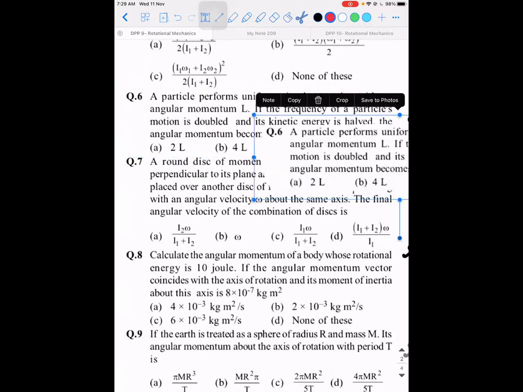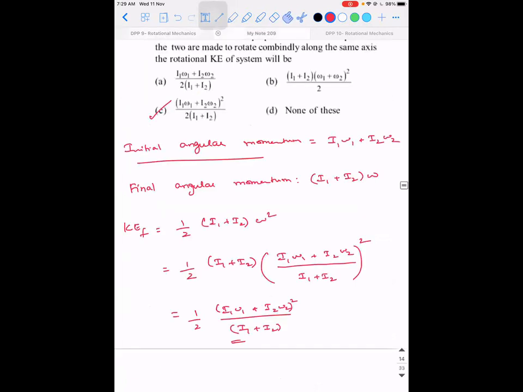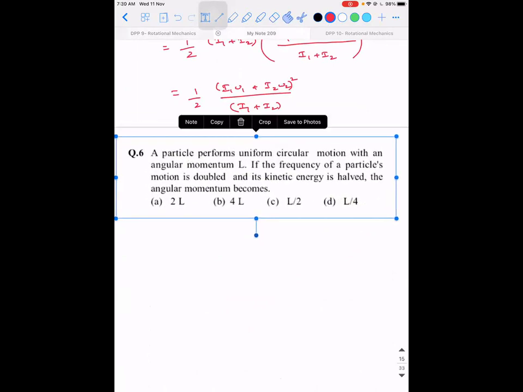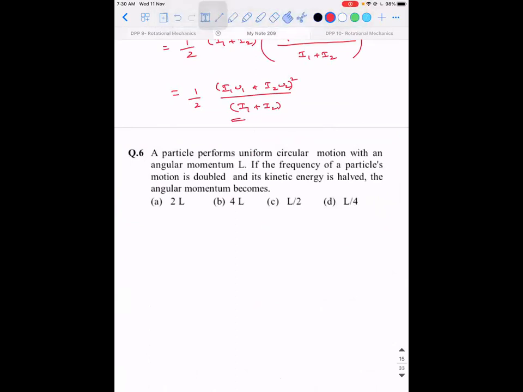You can expect questions from angular momentum, the conservation concept. A particle performs uniform circular motion with an angular momentum L. If the frequency of the particle's motion is doubled and its kinetic energy is halved, the angular momentum becomes what? You guys try and tell me.